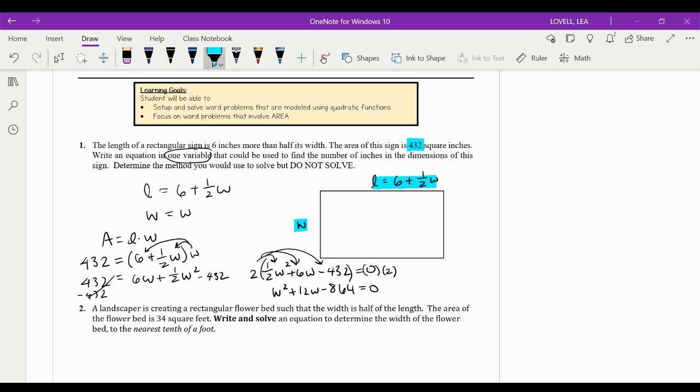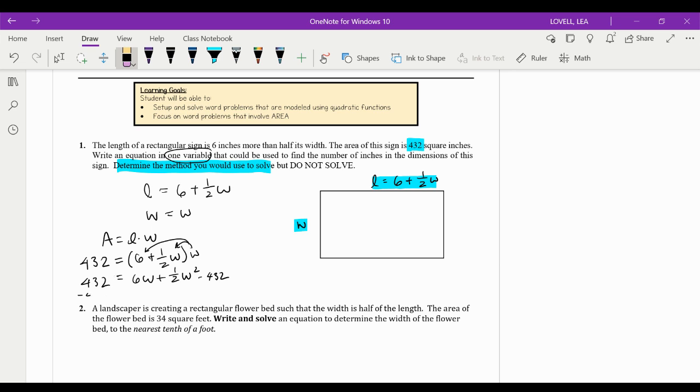So now when it says describe the method that I would use to solve it, I know I'm going to factor. I don't necessarily have to factor because the problem tells me not to solve, but now I know that it is factorable. So let's just erase this part here because they told us not to solve it.